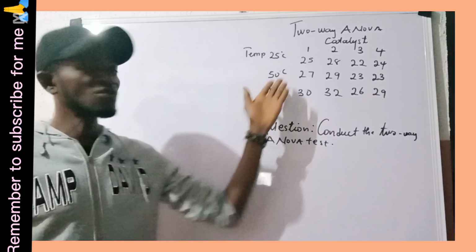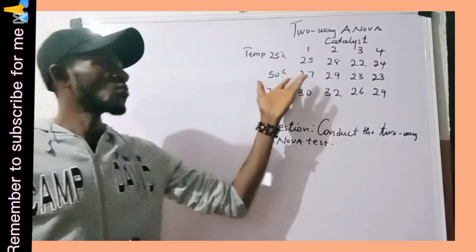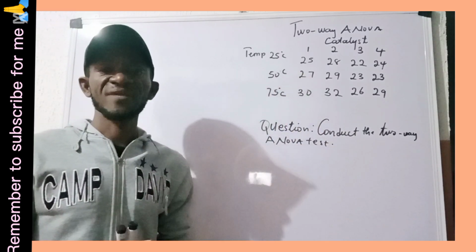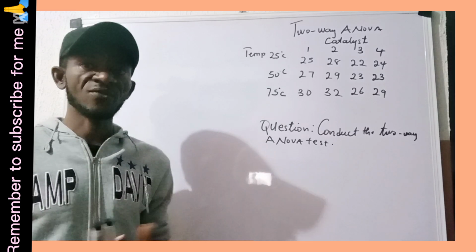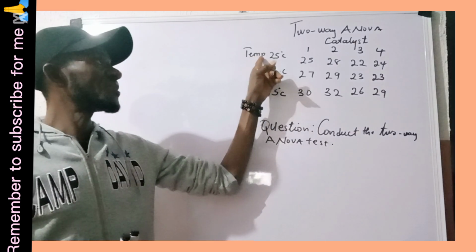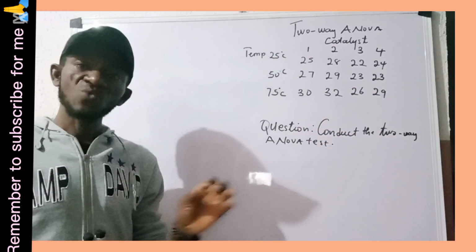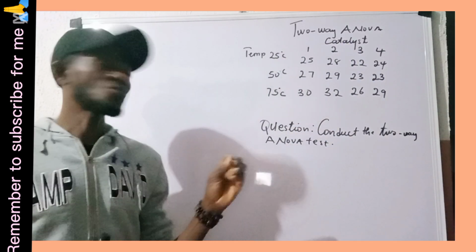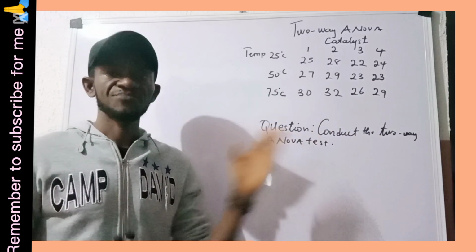And then the question is what we have here on the board. The experiment we have on the board concerns two factors. These two factors are the temperature and the catalyst. The question of interest here is that we should conduct the two-way ANOVA tests.